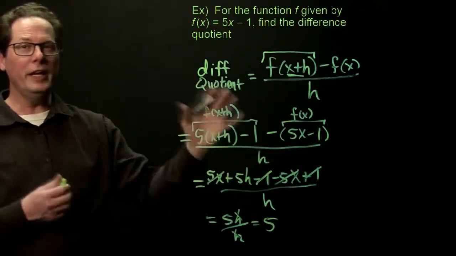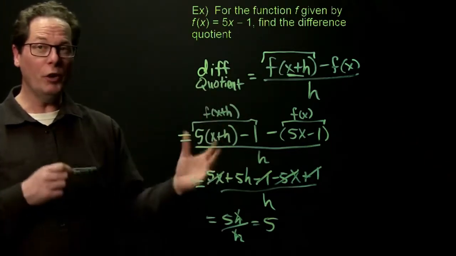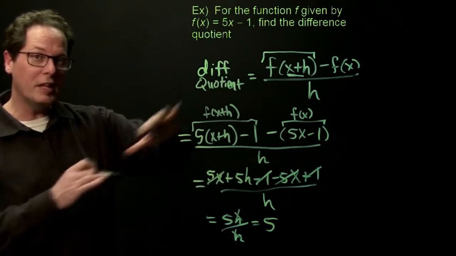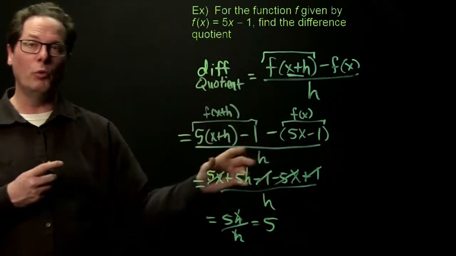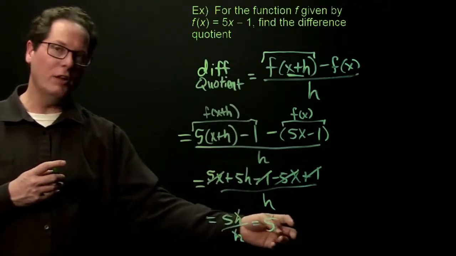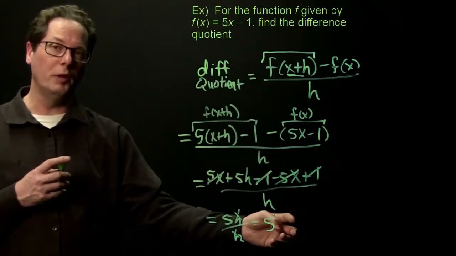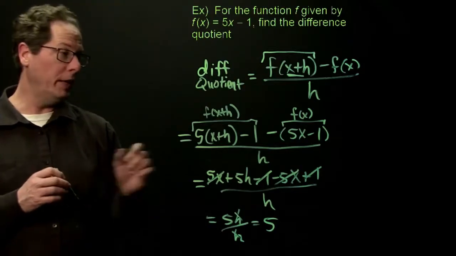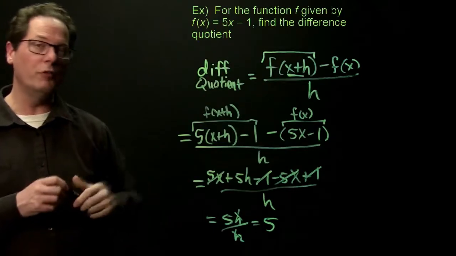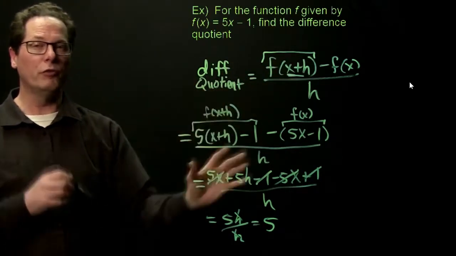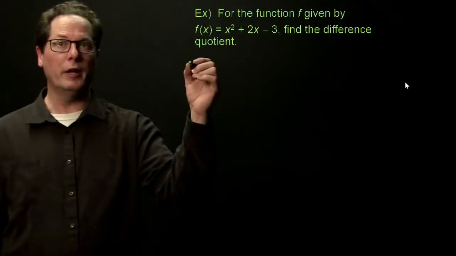So the difference quotient is 5 for this linear function. So the slope, the average rate of change, the slope of this function is 5. That's what we're looking at. It's a rate, a change in y over a change in x. And notice the 5 is the slope of that line, so it actually kind of makes sense. All right, let's look at a more complicated one.